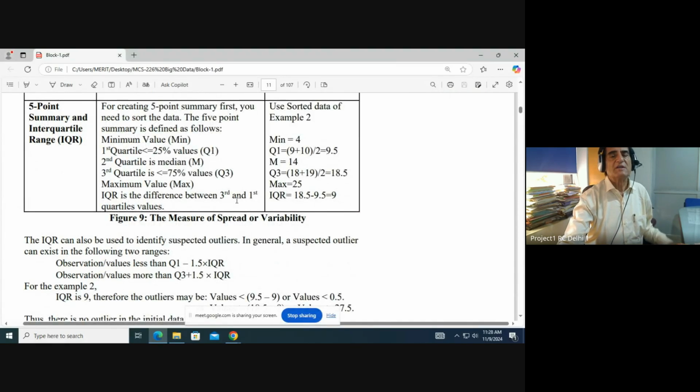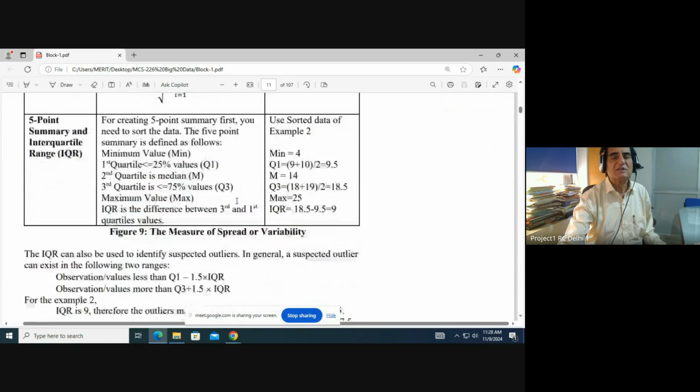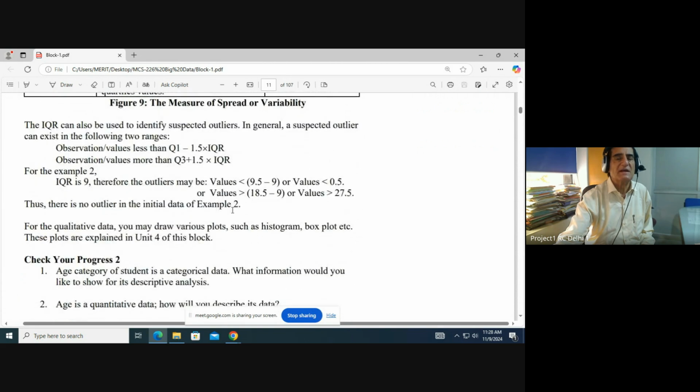So that's the type of thing. So minimum, maximum, and all these things, you can say how much the dispersion is, how far the variation of the data is, that is the IQR. So measure of spread or variability again can be seen.